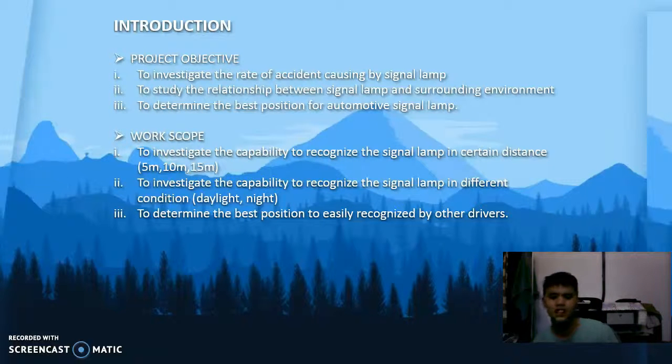Secondly is to investigate the capability for the driver to recognize or notice the signal lamp but in a different condition. Like I said before, we choose daylight and night. And thirdly, to determine the best position to be easily recognized by the driver based on the experiment that we will conduct. Okay, let's proceed to the next slide.